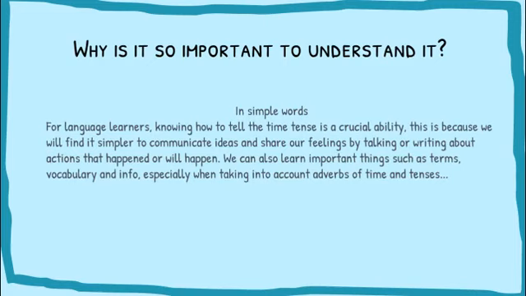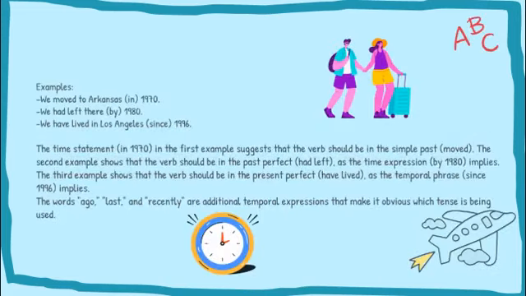We can also learn important things such as terms, vocabulary, and info, especially when taking into account adverbs of time and tenses. Let's see 3 examples. 1. We moved to Arkansas in 1970. 2. We had left there by 1980. And 3. We have lived in Los Angeles since 1996.